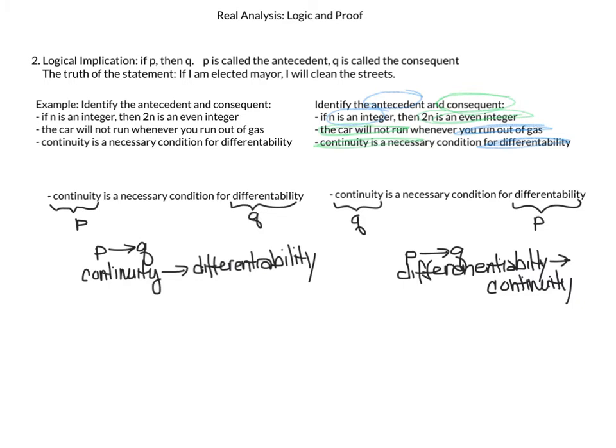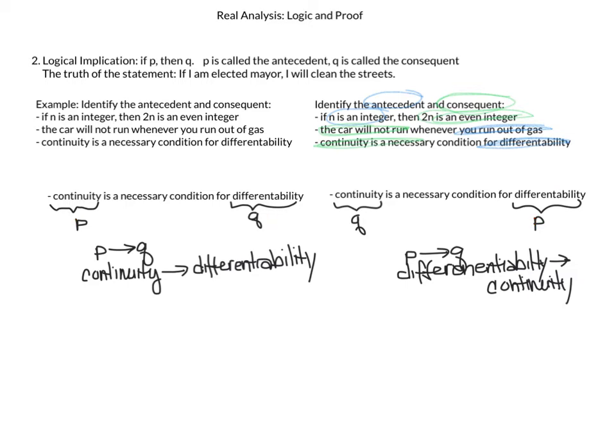This next example, continuity is a necessary condition for differentiability, is interesting because it'll give us a chance to look at necessary versus sufficient, because the statement is about necessary. Let's take a look at our two choices. We can either have continuity as P, our antecedent, and differentiability as Q, our consequent, or we could do it the other way around, where continuity is Q, our consequent, and differentiability is P, our antecedent.